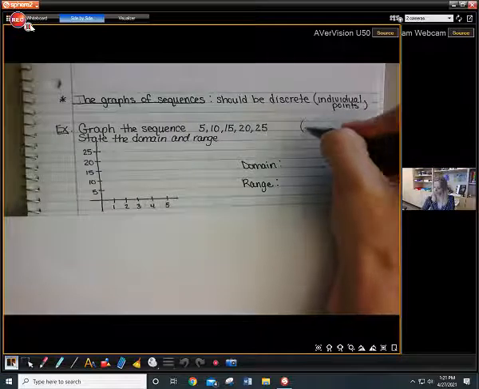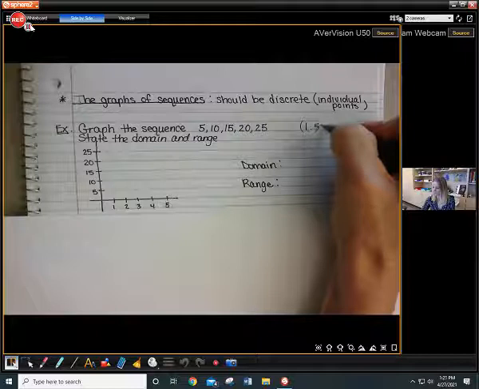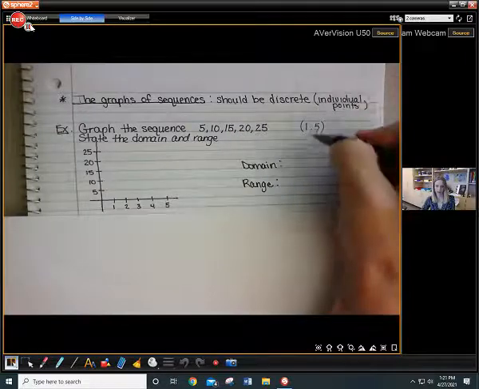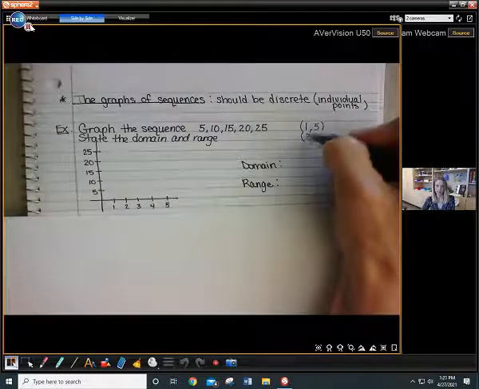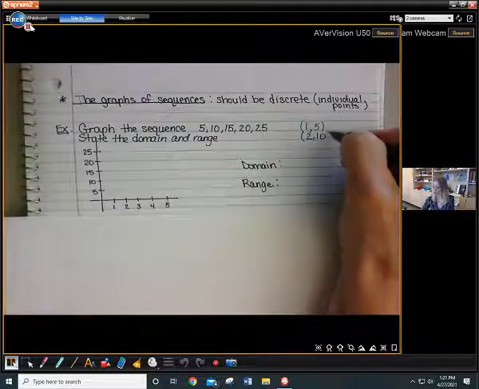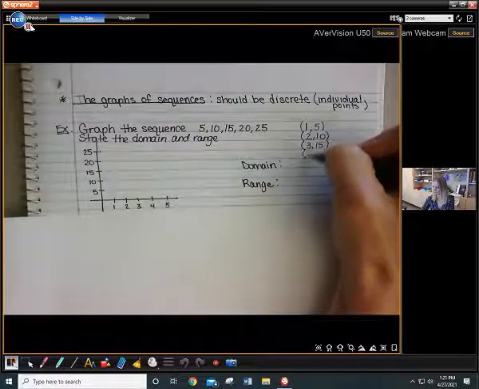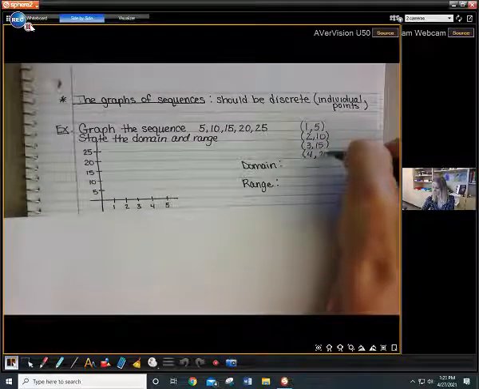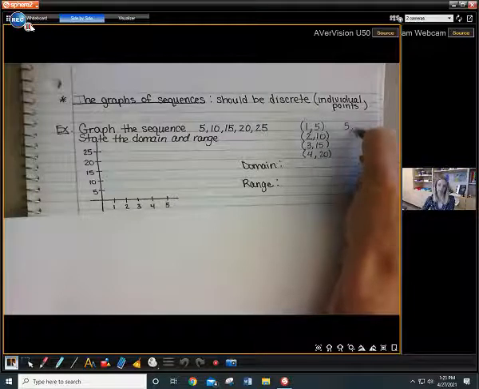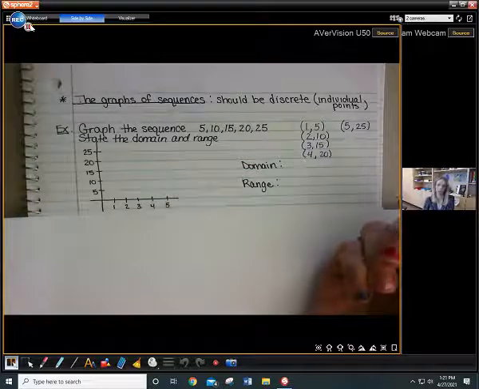So in the first spot, my term is a 5. So I can plot 1, 5. In the second spot, I have a term of 10. In the third spot, I have a 15. And in the fourth spot, I've got a 20. And then in the fifth spot, I have a 25. And again, these should just be individually plotted points.